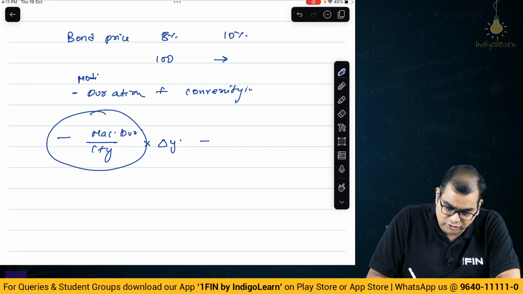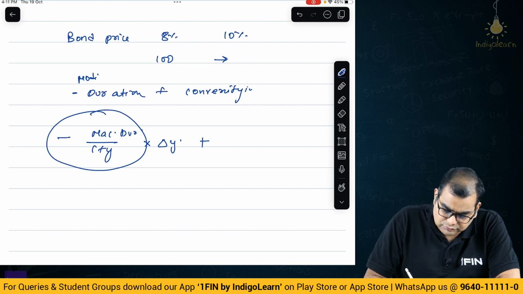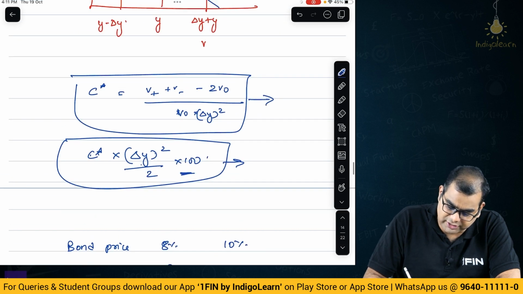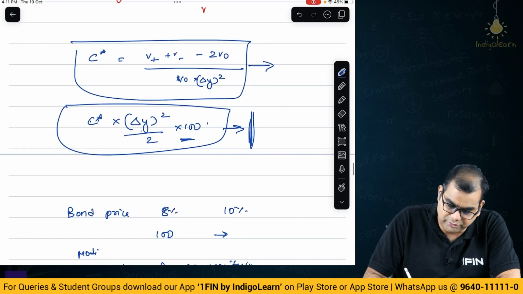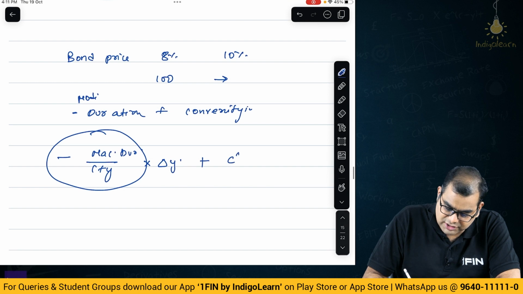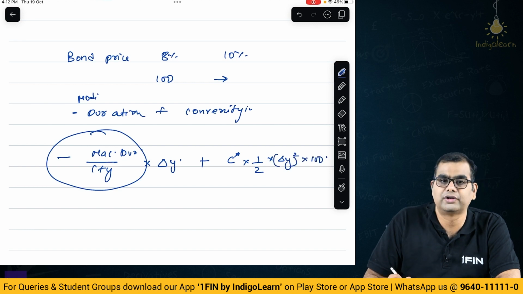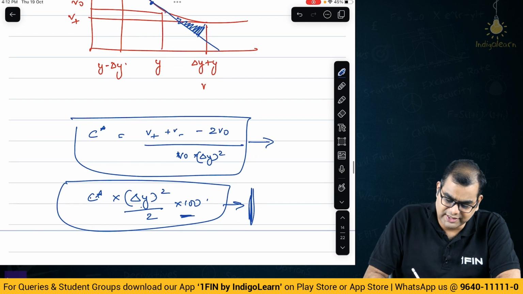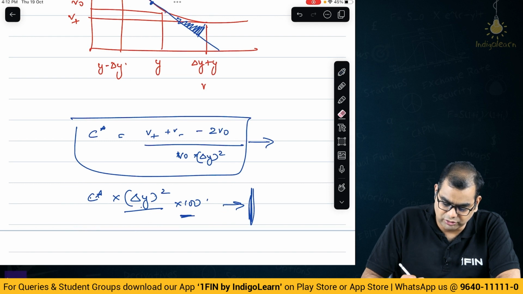Then you also have to add, and here please note it is add, the value that we have computed here, which is C star into 1 by 2 into delta y whole square into 100. Okay. Now, in some cases they do this by 2 here, in which case they remove it here. In some cases, you do the by 2 here only.